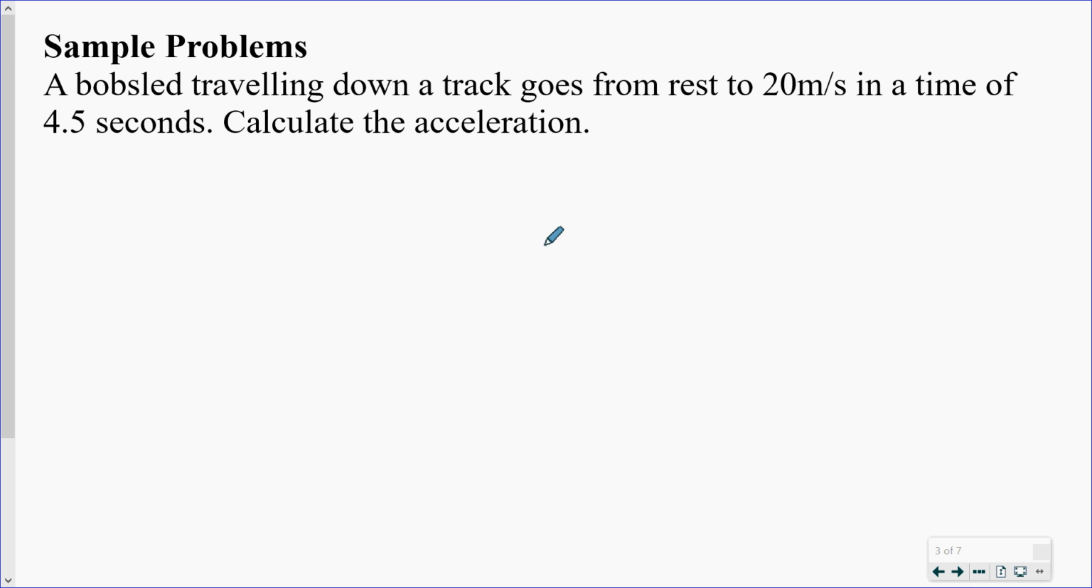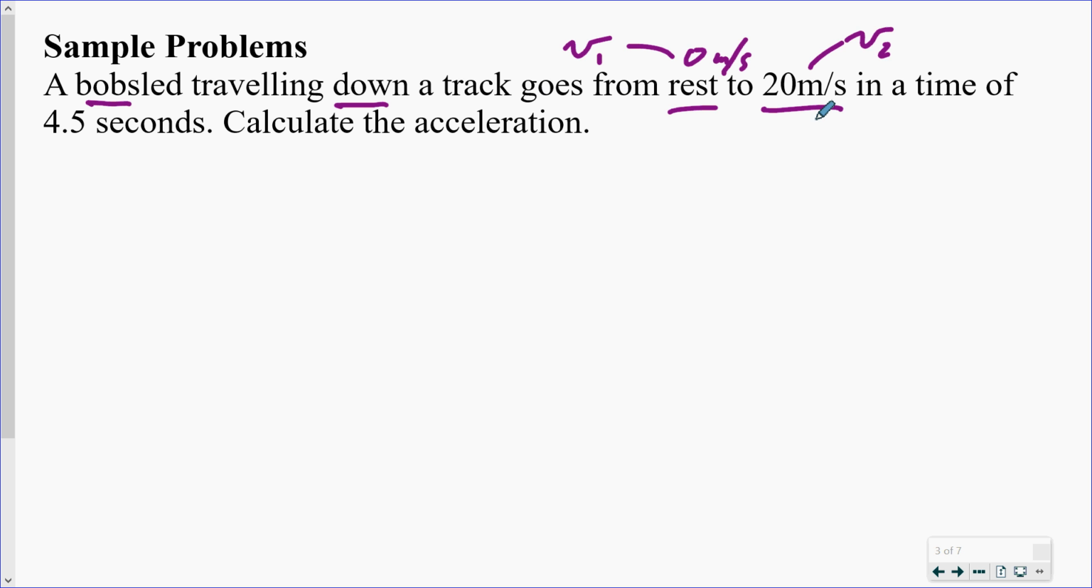So let's jump into some problems, and then we'll take a look at a few graphs as well. A bobsled traveling down a track, and I guess we could say it's going downhill and zigzagging around, goes from rest. So initially it is 0 meters per second, and then the final is going to be 20 meters per second. I'm just going to write this here. This is going to be our v1, and this is going to be our v2.